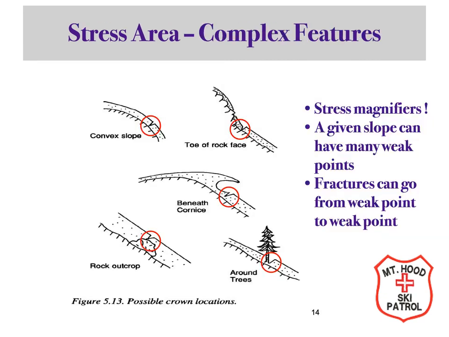Complex features in the snowpack act as stress magnifiers by increasing tensile strength that can lead to fractures. The red circles on this slide show points of increased stress due to features of the terrain. This increased stress can lead to fractures during buried layer collapse. Fractures can propagate from weak point to weak point, creating the crown of an avalanche.